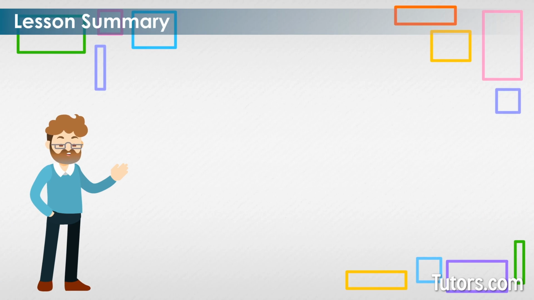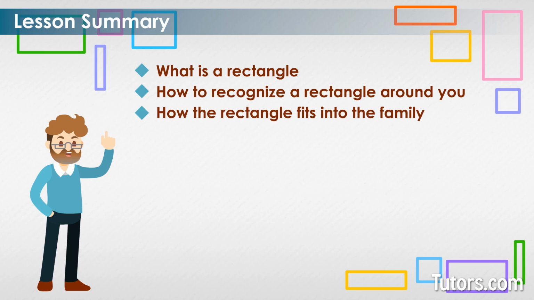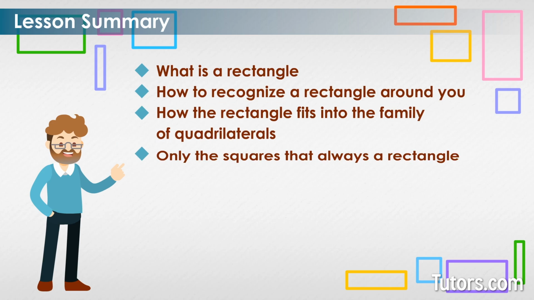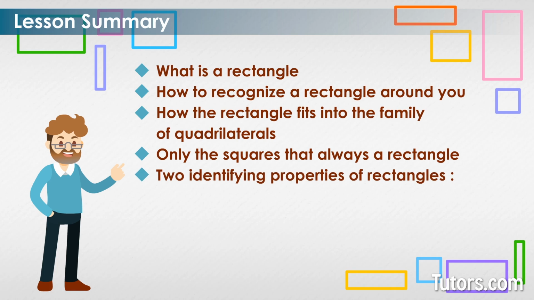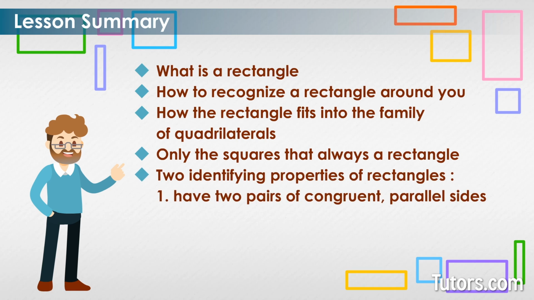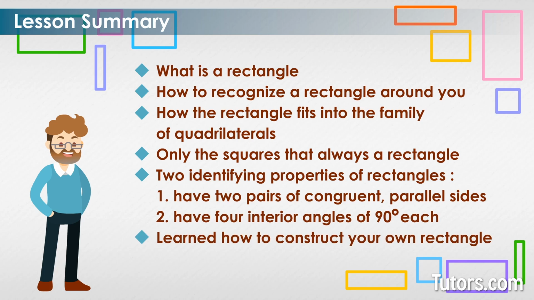In this lesson, you used the video, drawings, and instructions to learn about rectangles. You learned what a rectangle is, how to recognize a rectangle in the world around you, how the rectangle fits into the family of quadrilaterals, and the other shape that is always a rectangle, only the square. You also learned two identifying properties of rectangles. All rectangles have two pairs of congruent, parallel sides, and all rectangles have four interior angles of 90 degrees each. Finally, you learned how to construct your own rectangle using a straight edge, protractor, pencil, and paper. You learned a lot.